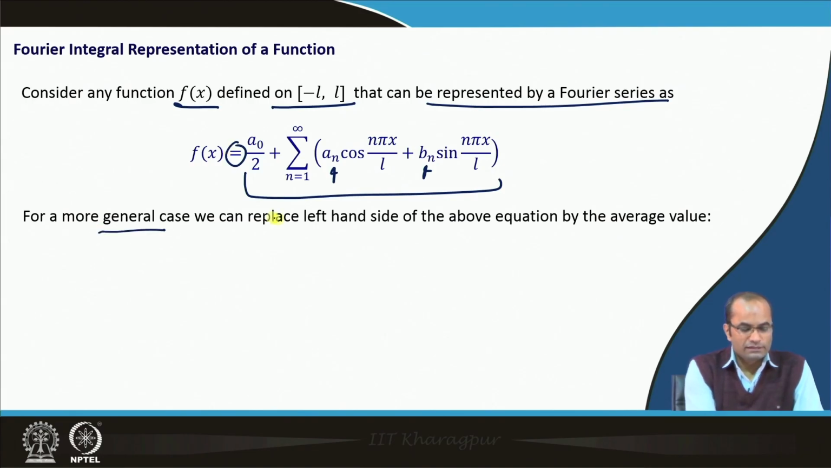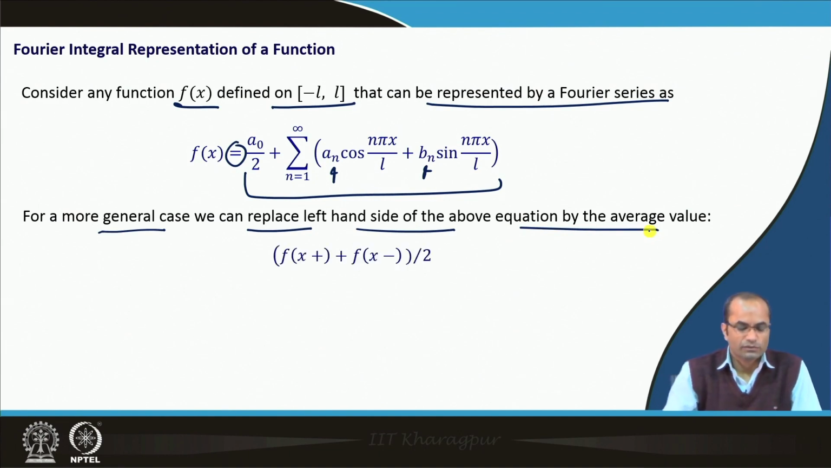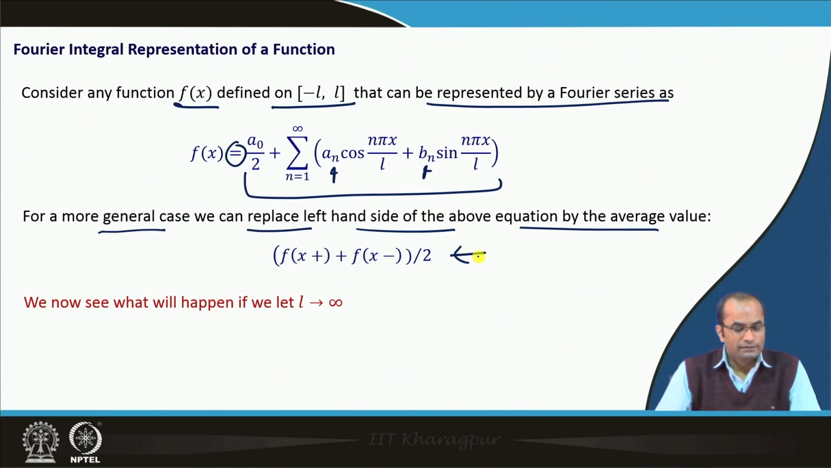For a more general case, we can replace the left hand side of the above equation by the average value, which is also discussed. When we do not have continuity at some points, f(x) will be replaced by this average value. And now, the question is what will happen if we let this L go to infinity. If we increase L, what will happen to this Fourier series representation of a function? That is the topic of today's lecture.